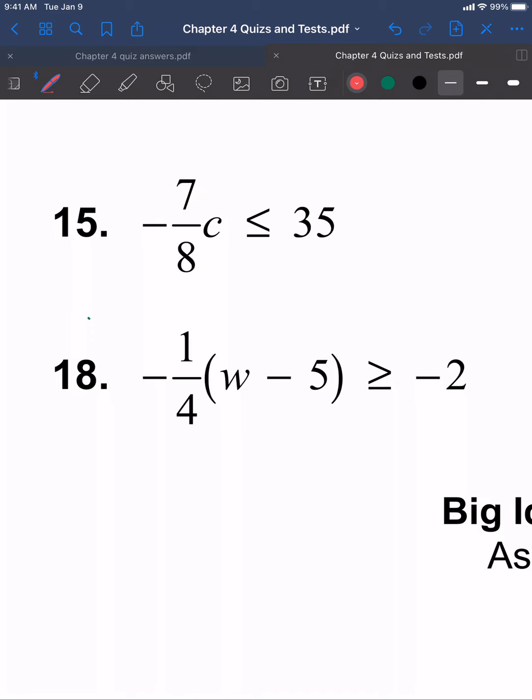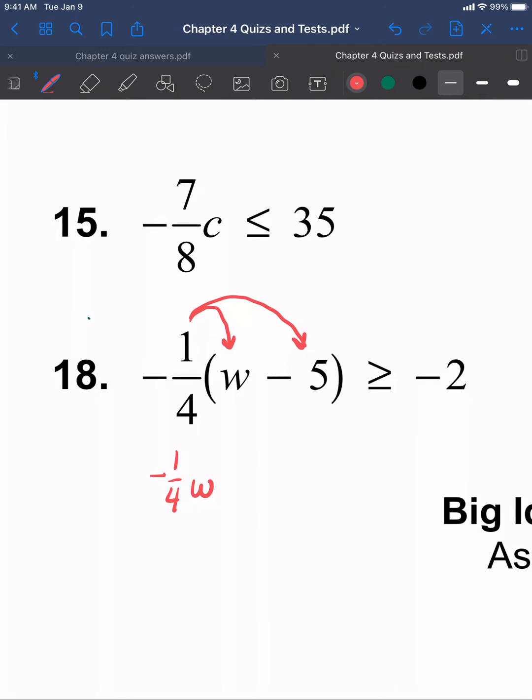Jude, is there anything I can do inside the parentheses? Can I take a W and subtract 5 from it? There's nothing really to do, right? So what would you do first? Do you remember what we talked about when we distributed? We multiply. Very good. What is negative 1/4 times W, everybody?